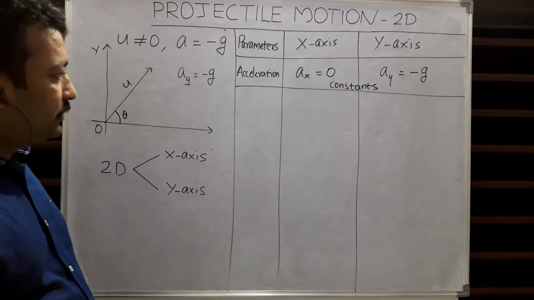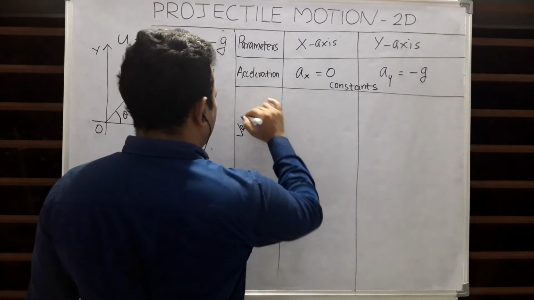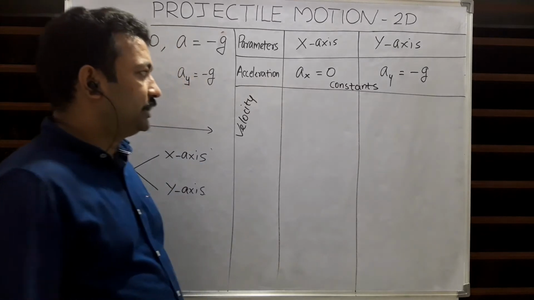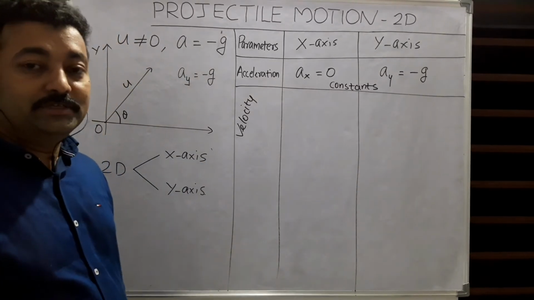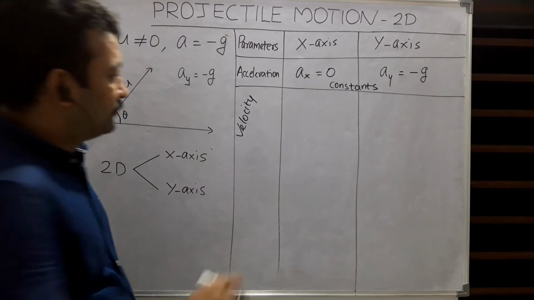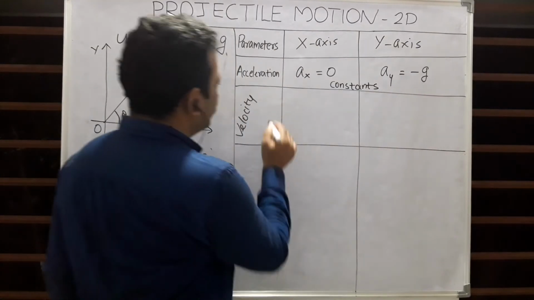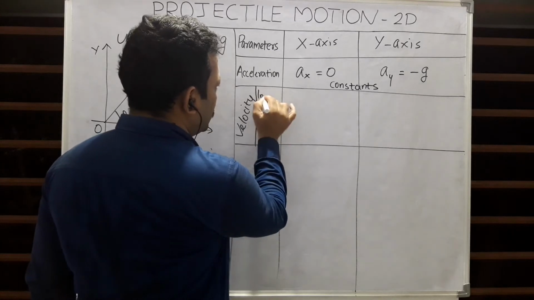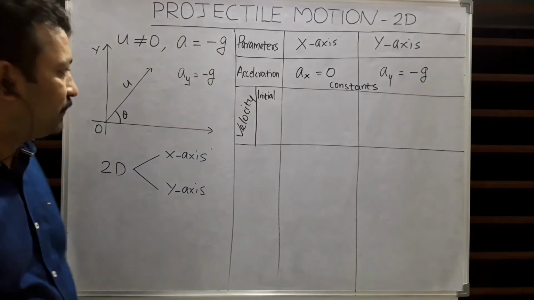So what is the next parameter we have to learn? The next parameter is nothing but the velocity of the object. Why am I drawing velocity like this? Because velocity has got two aspects. One is initial velocity, the other one is final velocity. The first one I am leaving for initial, and the other one is final.